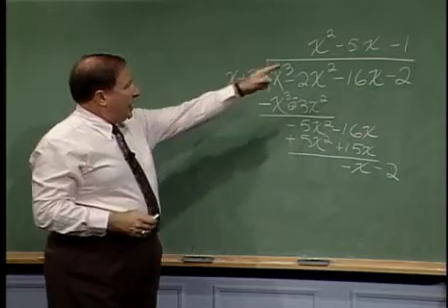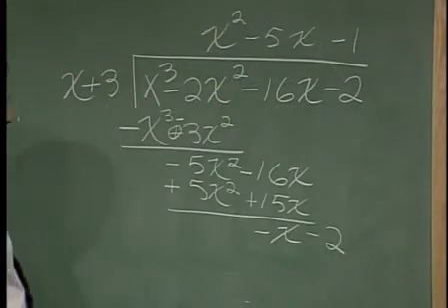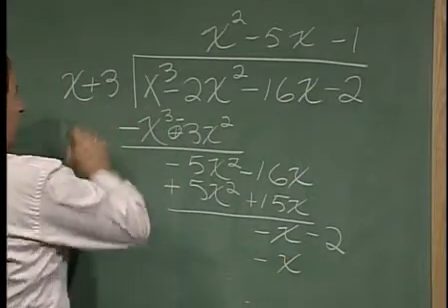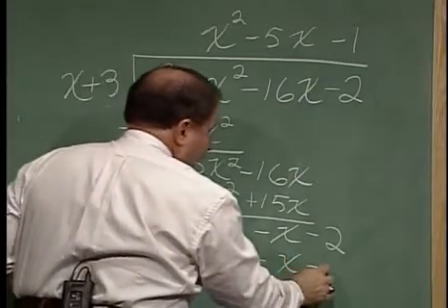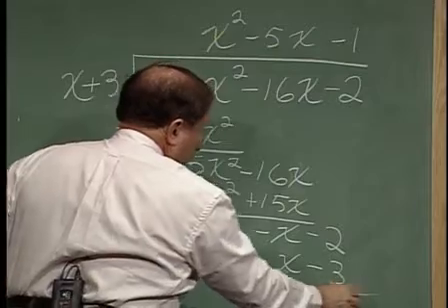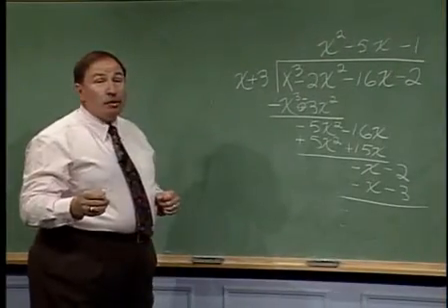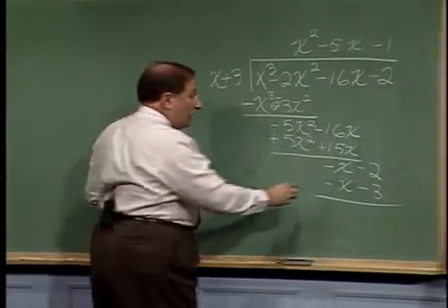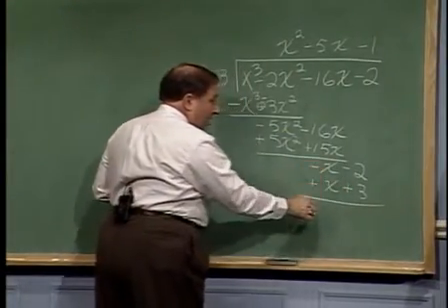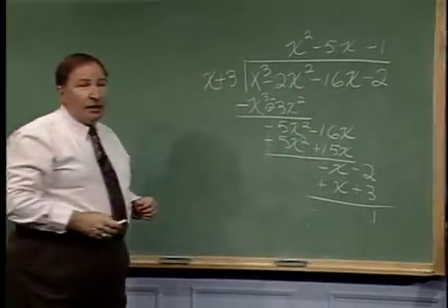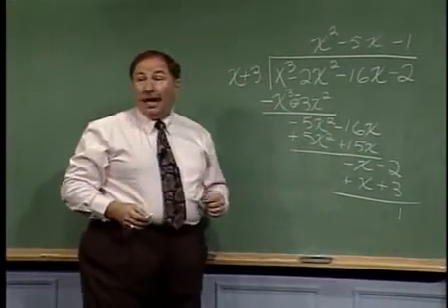Okay, then we multiply. Negative 1 times x plus 3 gives us negative x. And a negative 1 times a positive 3 is negative 3. Okay, looks right. We're going to subtract now. Change the signs and use the adding rules. That cancels out, and we're left with a 1. Since there's nothing left to bring down, that's our remainder.